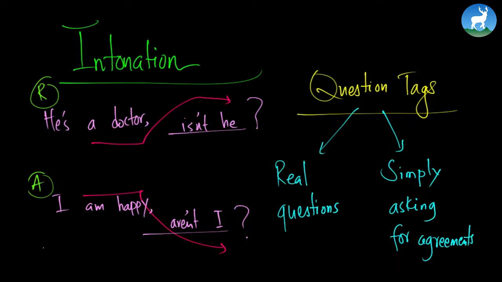He's a doctor. Isn't he? The tone rises. And in the second case, this is not even a real question. So the tone falls down. I'm happy. Aren't I? And that is the whole idea. You see? This is what we call rising intonation. And this is what we call falling intonation.